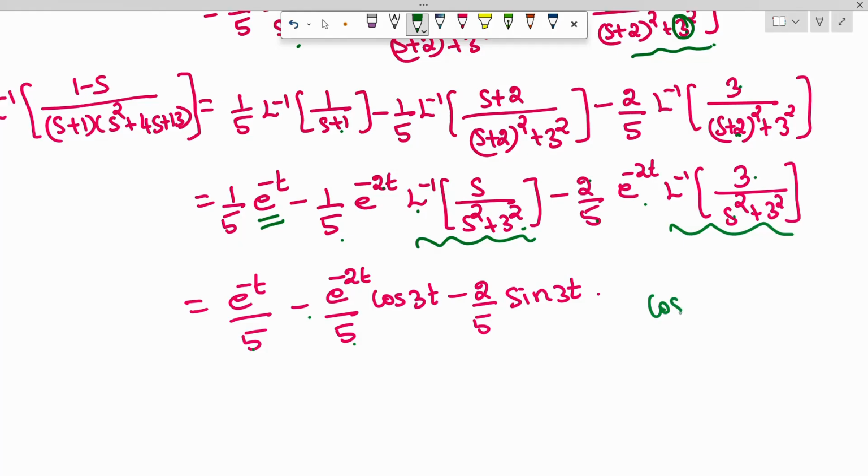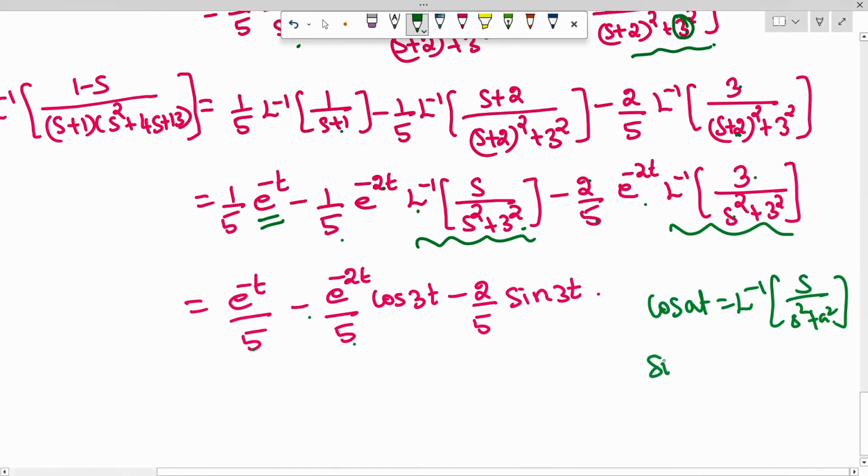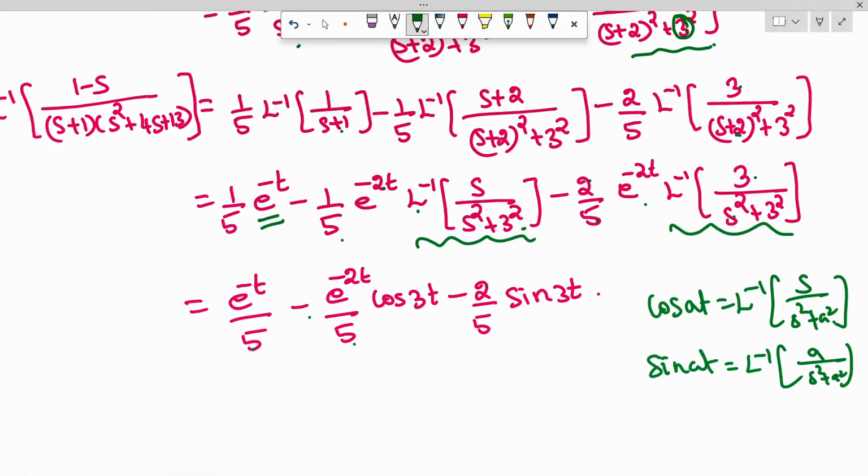We know that L inverse of s by s square plus a square is cos at. Here a is 3, which is equal to cos 3t. And also, L inverse of a by s square plus a square is sin at. Here a is 3. We can write minus 2 by 5 into sin 3t, which is the correct answer. That's all.